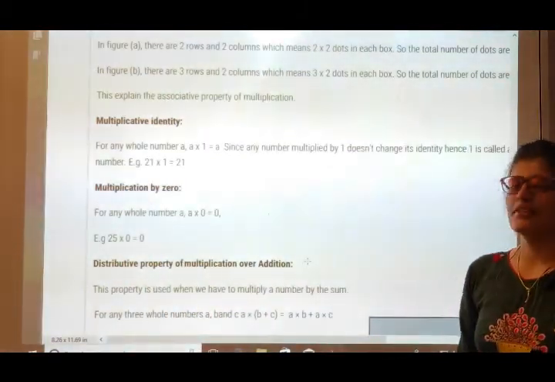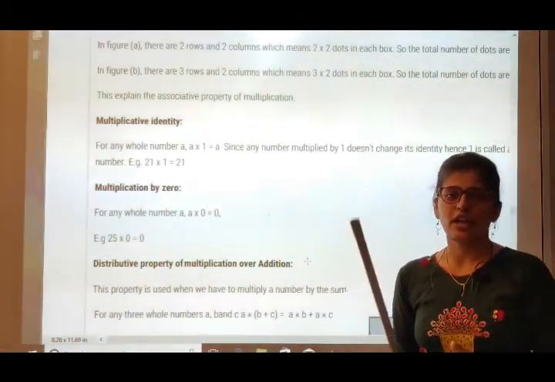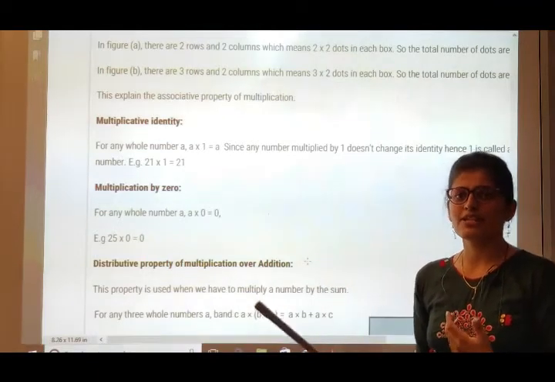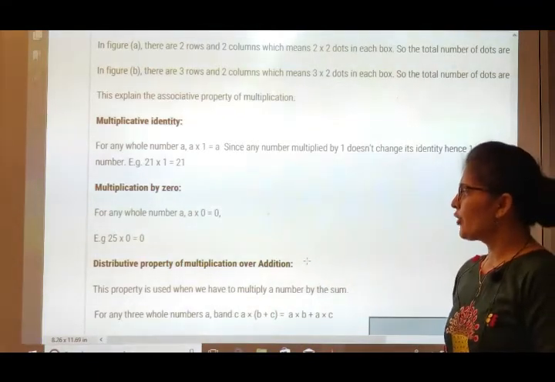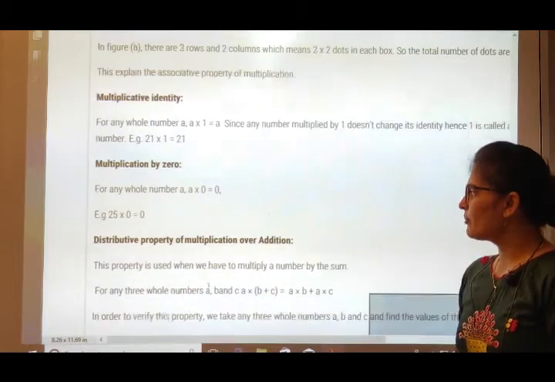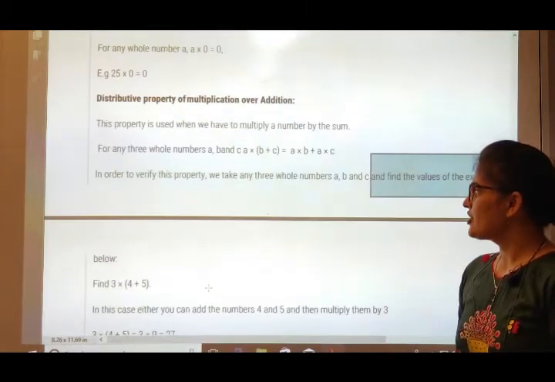Now multiplication by 0. You know that if any whole number you are multiplying by 0, the answer will be 0. Now distributive property of multiplication over addition.